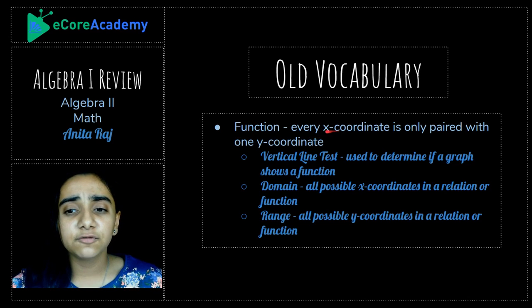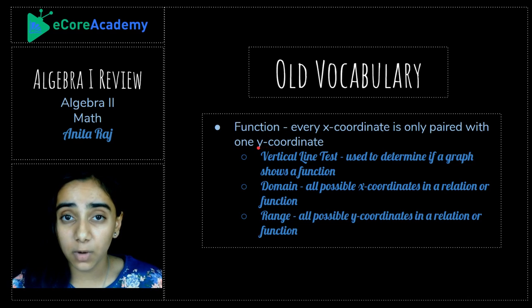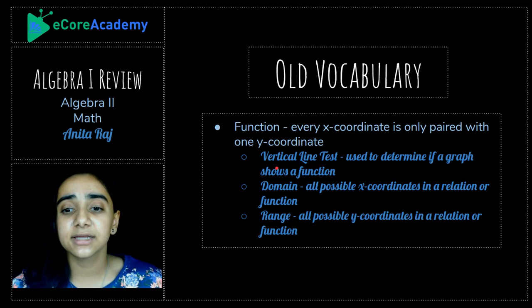Sometimes you will see functions where multiple x-coordinates go to one y-coordinate. This is acceptable. This passes what we call the vertical line test, which we'll be going over later on. These are like horizontal lines. They are considered functions. Sometimes you might see multiple y-coordinates going to one x-coordinate. These fail the vertical line test because they are vertical lines.